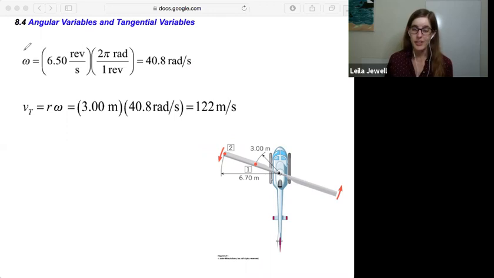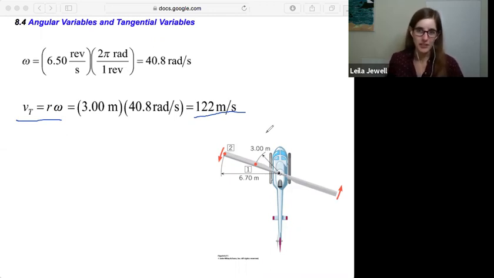We can convert that angular velocity, that's 6.5 revolutions per second. If we multiply by 2 pi radians per 1 revolution, we now have our angular velocity in 40.8 radians per second. That's now the right form that we can plug into the equation for our tangential velocity or tangential speed, where we'll just need to multiply by the radius, which at point 1 is a distance of 3.0 meters. That comes out to a tangential speed of 122 meters per second. That is pretty fast, right?